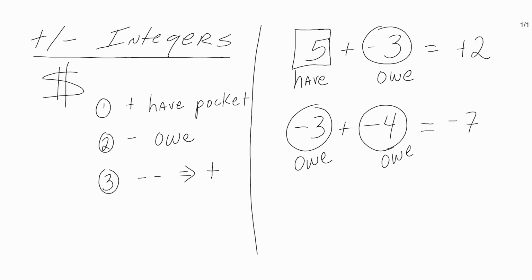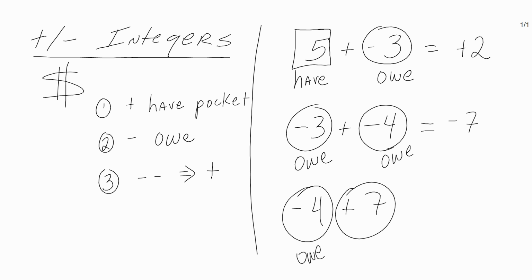Well, what if you have this? Negative 4 plus 7. You owe Walmart $4. You have $7 in your pocket. If you owe Walmart $4 and you have 7 in your pocket, what's the outcome? You have 3. If y'all want to make this complicated, I guess we could make it complicated, but I'm not going to. That's it.